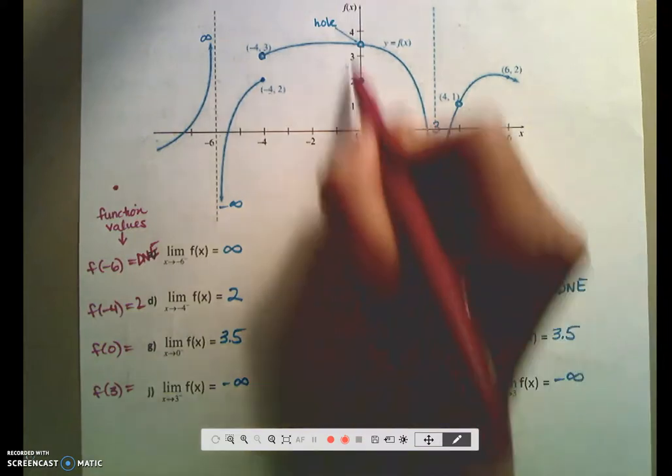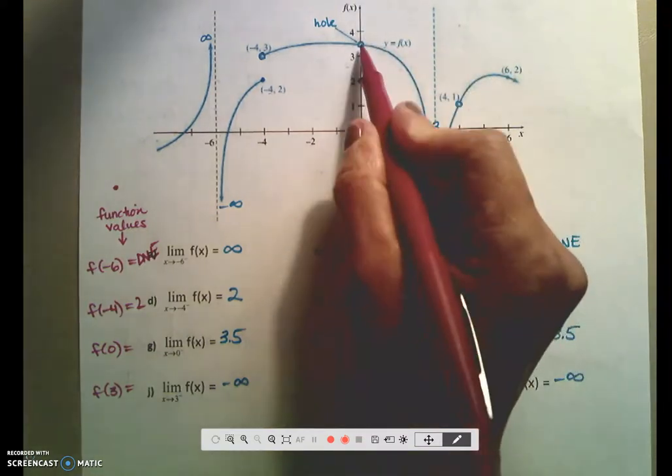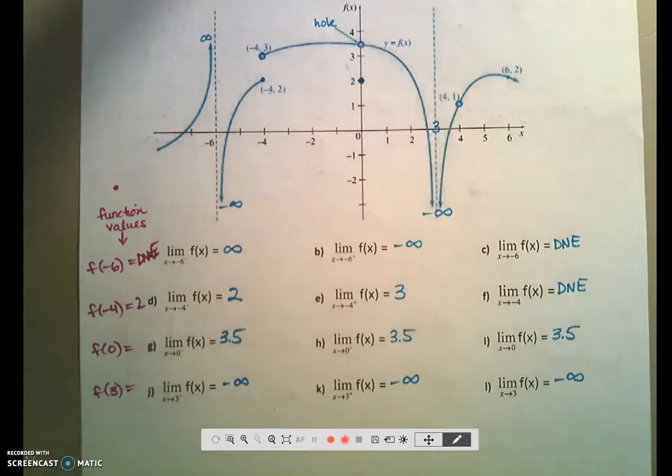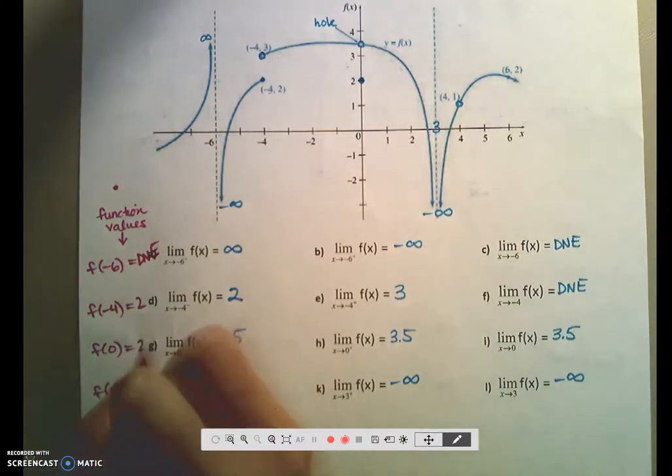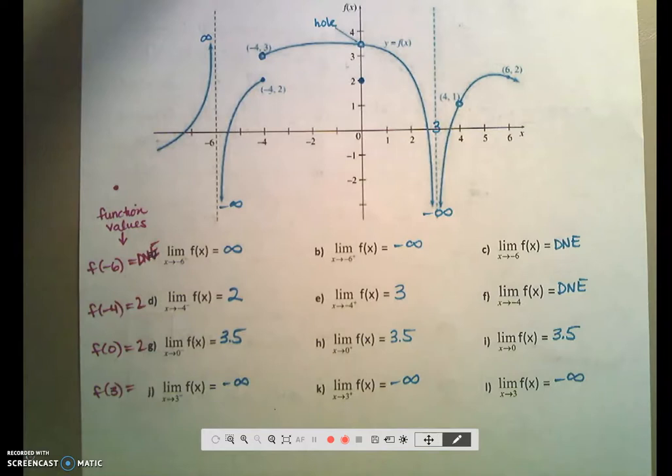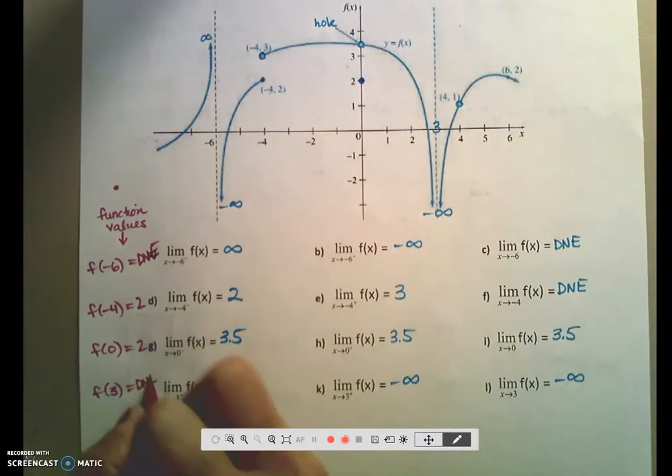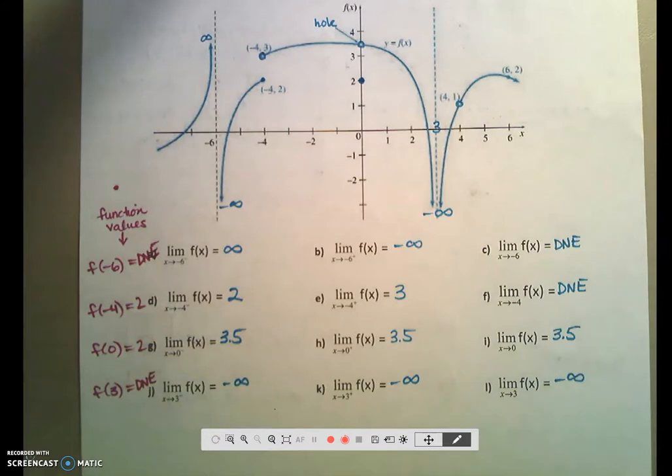What about 0? If you look above 0, which of these, is it 2 or is it 3.5? Which one's the actual function value? 2. It's where the dot is. And then what's happening at 3? Do you have a function value at 3? No. You have a vertical asymptote. And so that's another one. Do not exist, does not exist, however you want to say it.